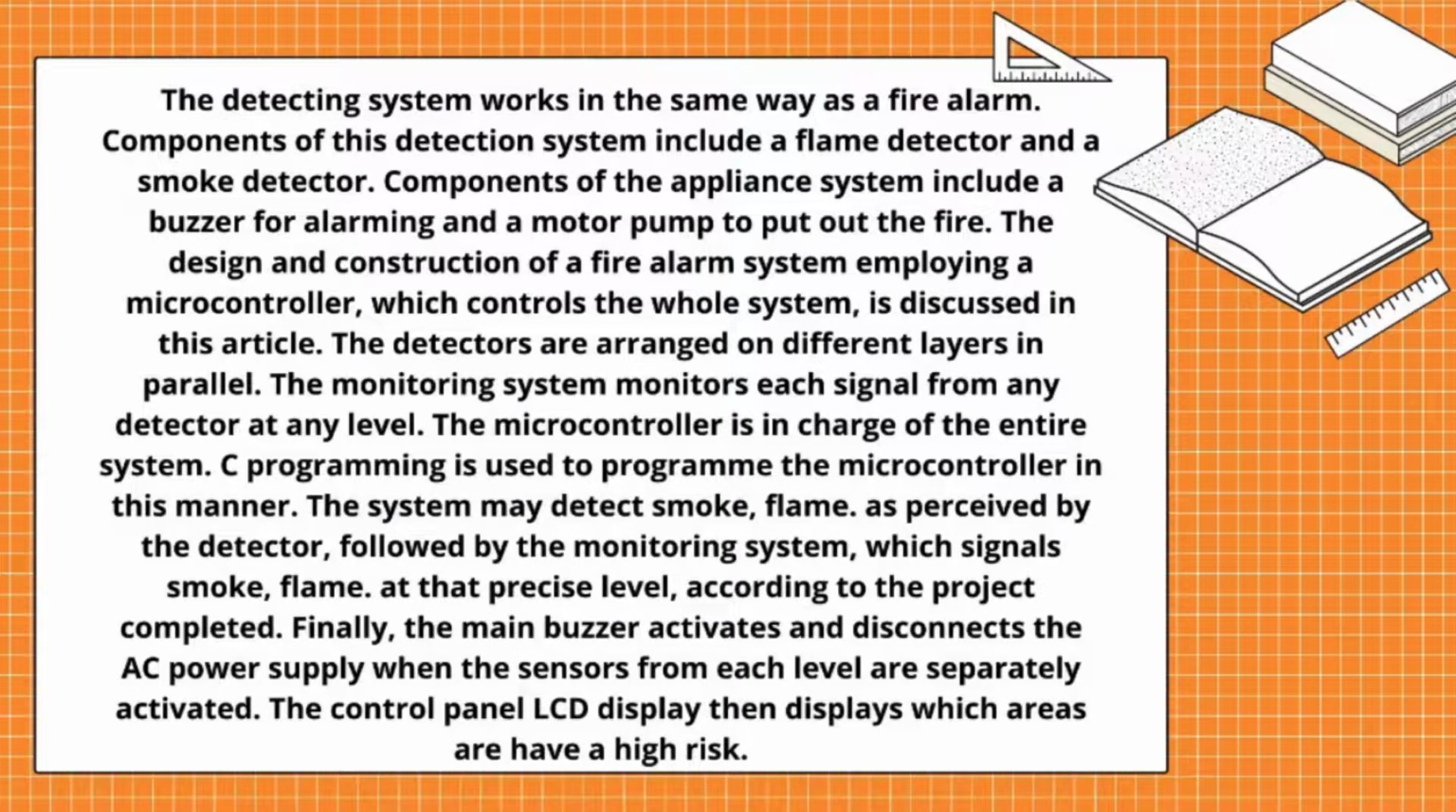The system may detect smoke or flame as perceived by the detector, followed by the monitoring system, which signals completion. Finally, the main buzzer activates and disconnects the AC power supply when the sensors from each level are separately activated. The control panel LCD display then displays which area has a high risk.